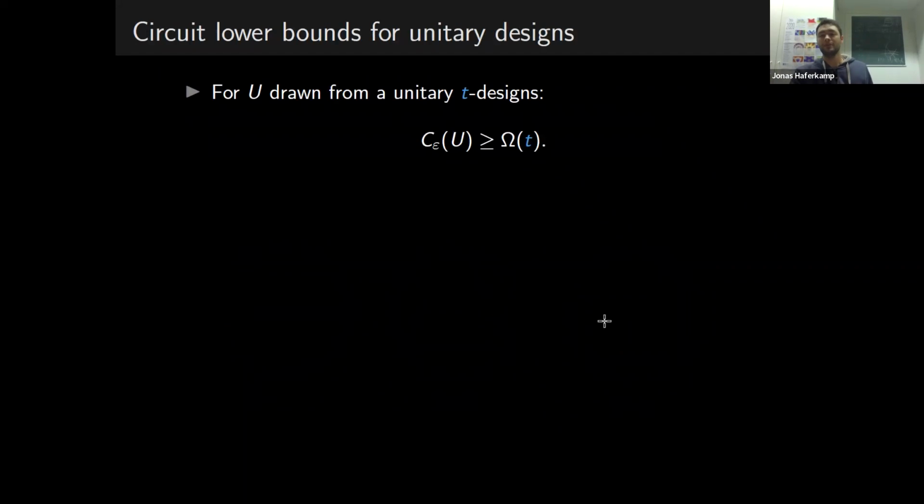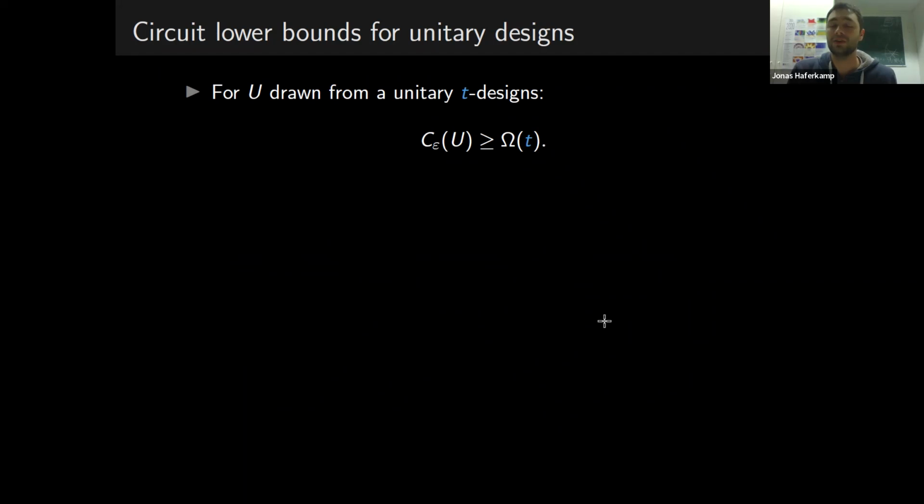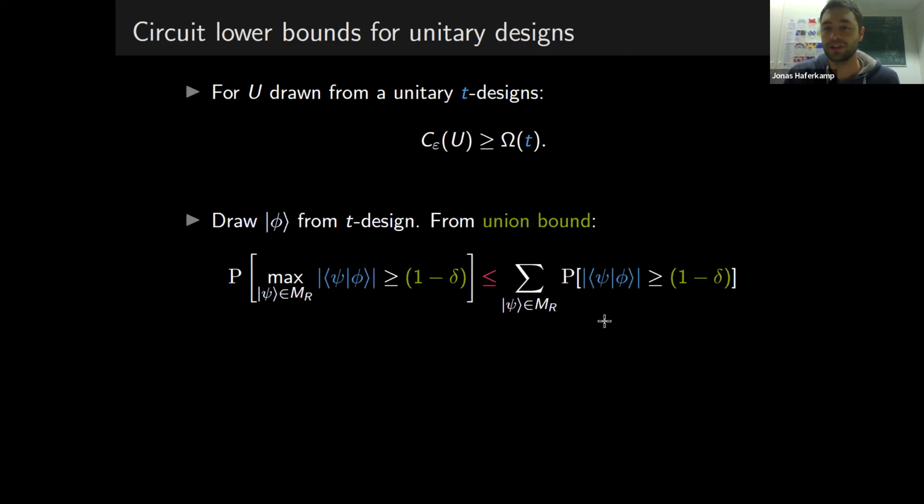Okay, so if an ensemble has this t-design property, this pseudo-randomness property, it turns out that you can get from this a lower bound that is linear in t, even for an approximate notion of circuit complexity. And I want to be very ambitious and show you the derivation, because for me it was extremely illuminating when I first saw it, and I was surprised at how simple it is.